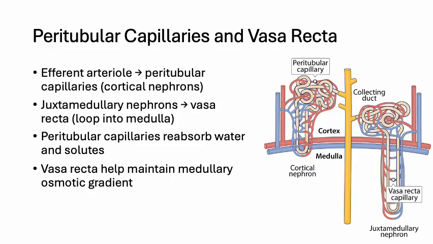After blood leaves the glomerulus, it enters a secondary capillary network. In the cortical nephrons, the efferent arteriole leads to the peritubular capillaries, which surround the tubules and facilitate reabsorption and secretion. In the juxtamedullary nephrons, the efferent arterioles form long hairpin-shaped vessels called the vasa recta. These descend into the medulla and are crucial for maintaining the kidney's salt concentration gradient, which allows for water conservation and urine concentration.